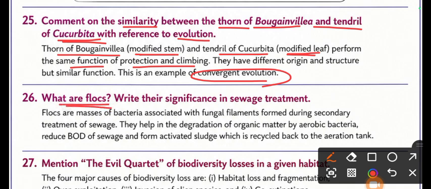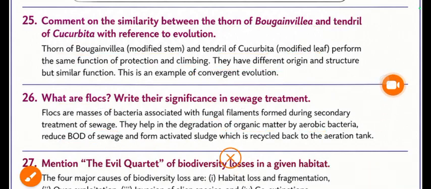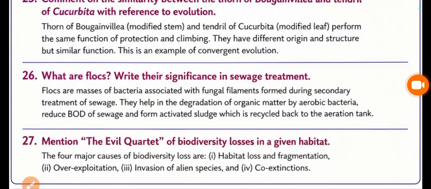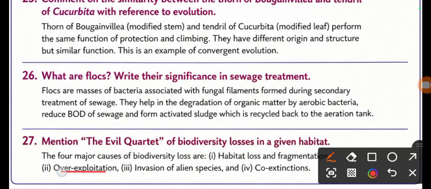Next question: what are flocs and what is their significance in sewage treatment? Flocs are masses of bacteria associated with fungal filaments and they form during secondary treatment. So the significance is they help in the degradation of organic matter by aerobic bacteria and reduce biochemical oxygen demand. Next, we have a question: mention the evil quartet of biodiversity loss. The four evil quartet are: overexploitation, invasion of alien species, co-extinction, and habitat loss and fragmentation.